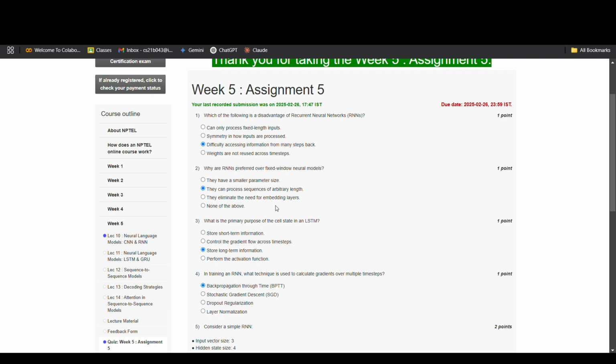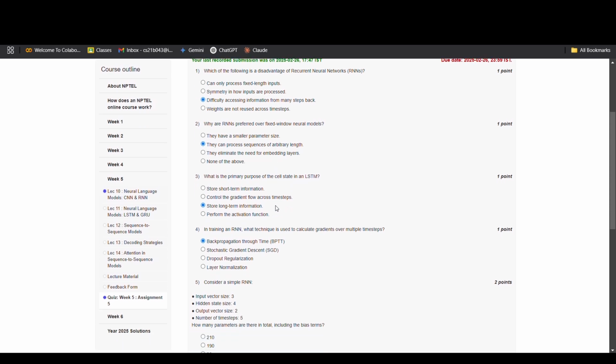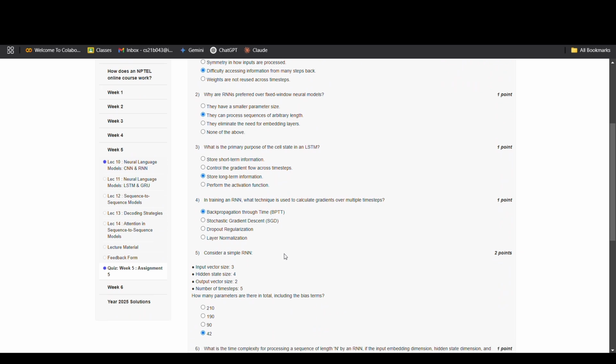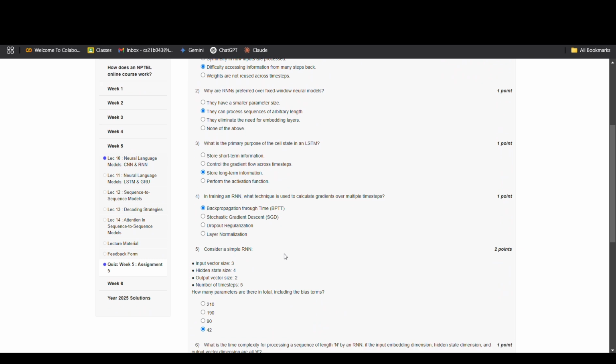Now moving on to the second question. Can you tell me your selected answer? They can process sequences of arbitrary length. Okay, for question 2, you answered, they can process sequences of arbitrary length, and that is correct. This is a key advantage of RNNs over fixed window models. For question 3, you answered, store long-term information, which is also correct. The cell state in an LSTM is designed to store long-term dependencies in a sequence.